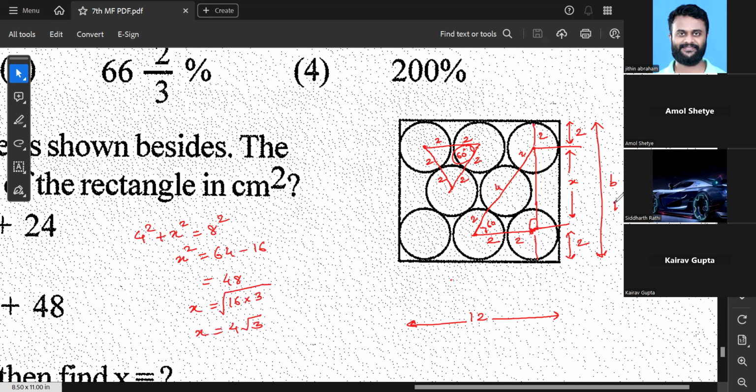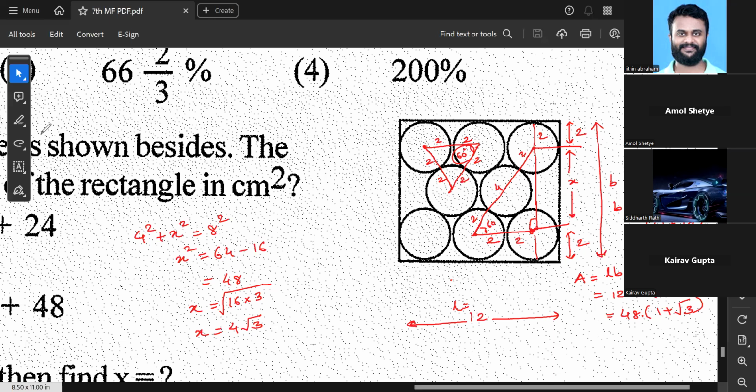So my breadth is 4 plus 4 root 3. Ultimately my area is going to be length into breadth, which is 12 multiplied by that. I'll do one more thing: I'll take this 4 as common. That gives you 1 plus root 3 inside the bracket. So it's 4 in the bracket, 1 plus root 3. This should be your answer. I have to check whether we have that in the options or not.